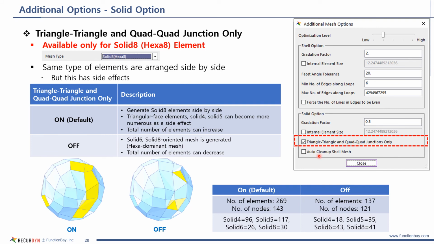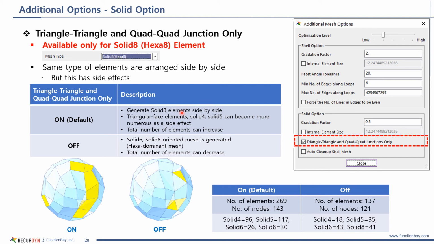This option, Triangle, triangle, and quad junction only, is available only when solid 8 element is selected as the mesh type. Usually, it is advantageous in a simulation to arrange the elements so that the same element types are side by side, triangle to triangle or quad to quad. But to satisfy that kind of condition, the number of elements can increase. In addition, it can increase the portion of elements with triangular faces, such as solid 4 and solid 5.